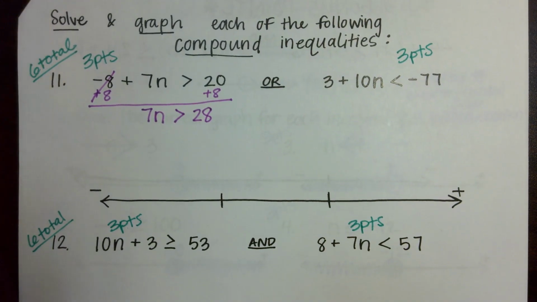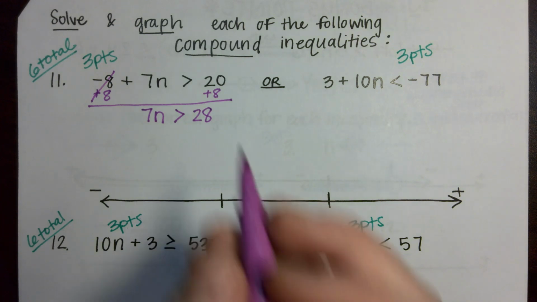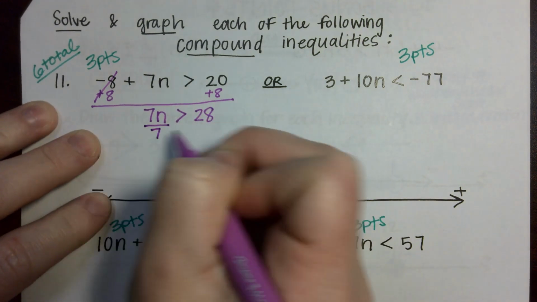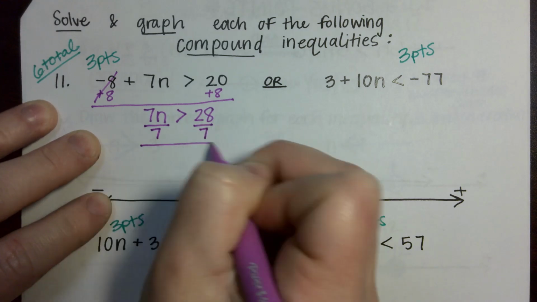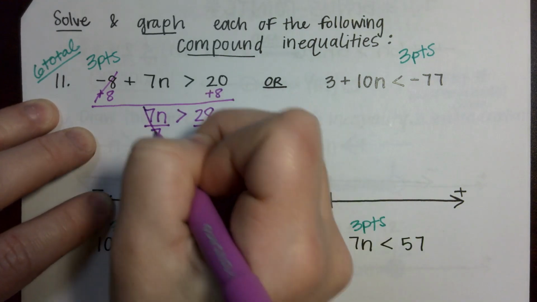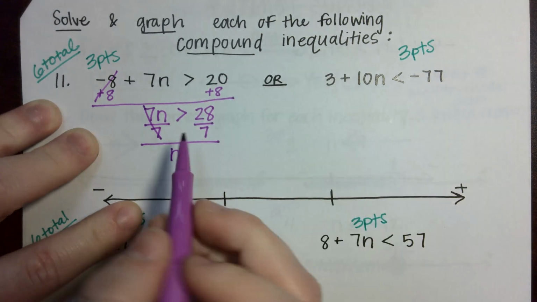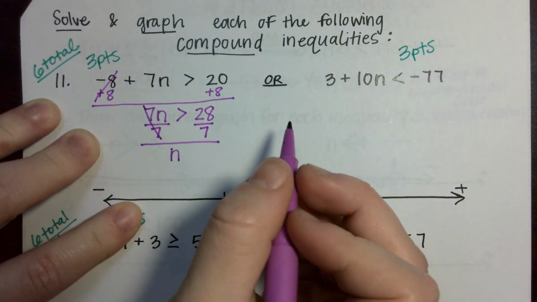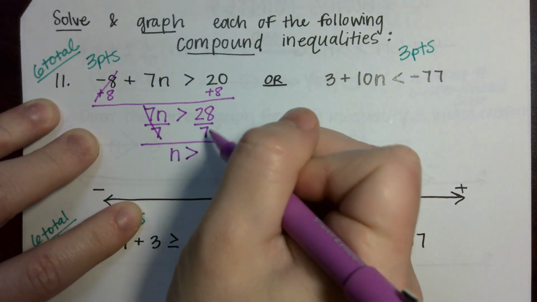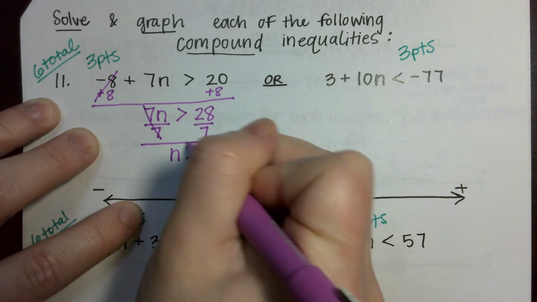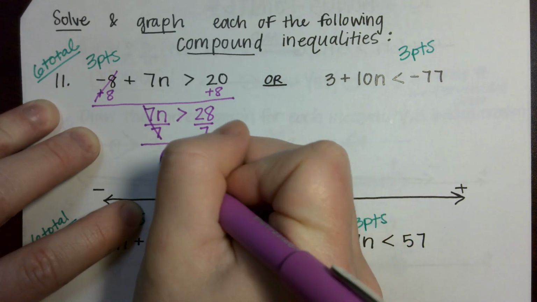Okay, what is my next step here? Divide by 7 on both sides. My 7s will cancel. And I'll get n is what? n is greater than 4. Good. And then we'll circle our answer.